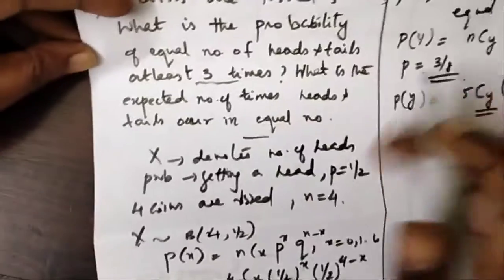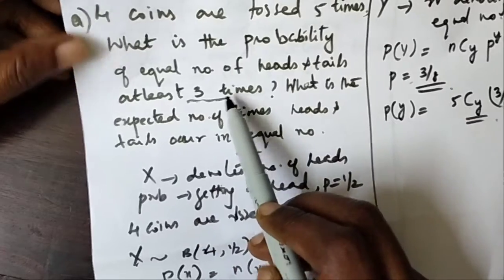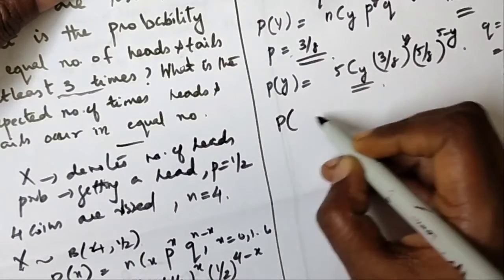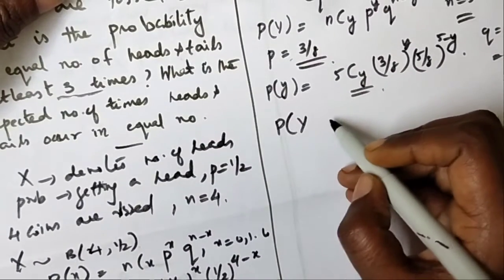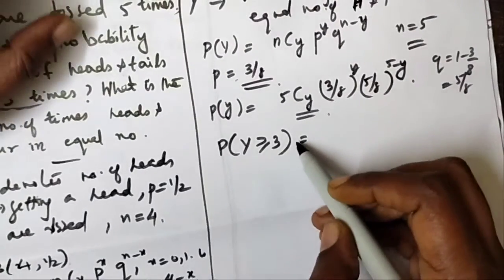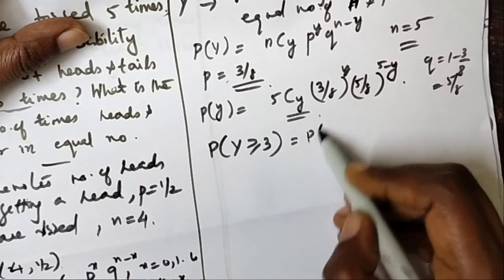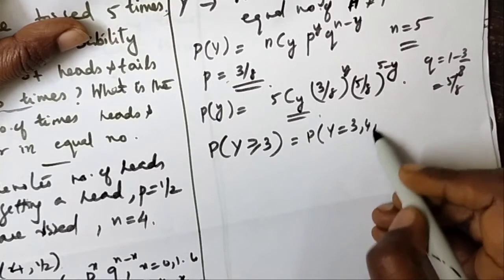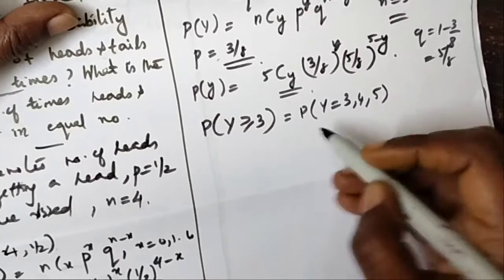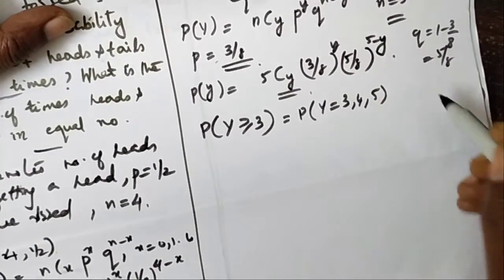Then what is the question? What is the probability of equal number of heads and tails at least 3 times? So here we have to find this Y. At least 3 means minimum 3 times. So greater than or equal to 3, it is 3, 4, 5. P of Y is equal to 3, 4, 5. Or we can write it as 1 minus P of Y is equal to 0, 1, 2 also.